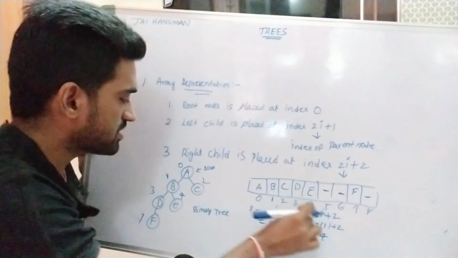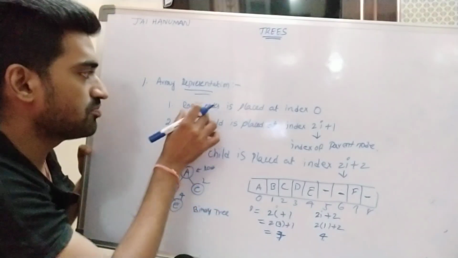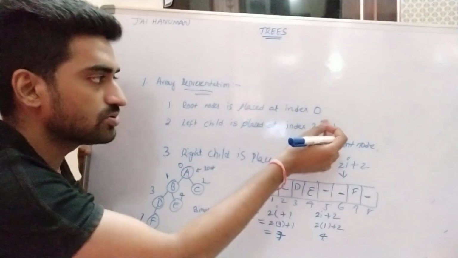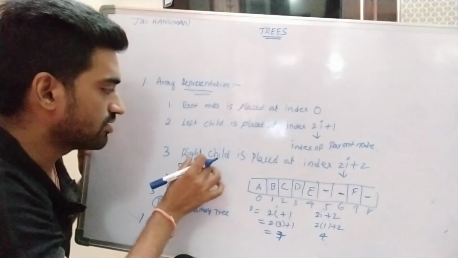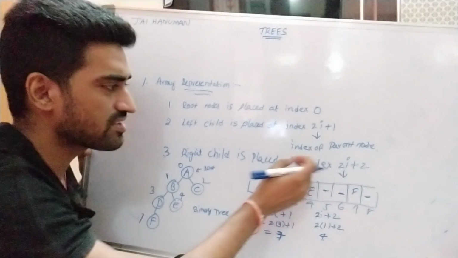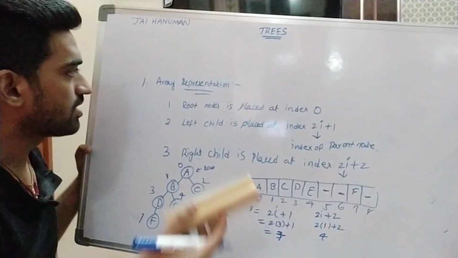So this is the array representation for this binary tree. Simply, the root node is placed at index 0, the left child is placed at 2i plus 1, and the right child is placed at 2i plus 2, where i is the index of the parent node. This is about array representation.